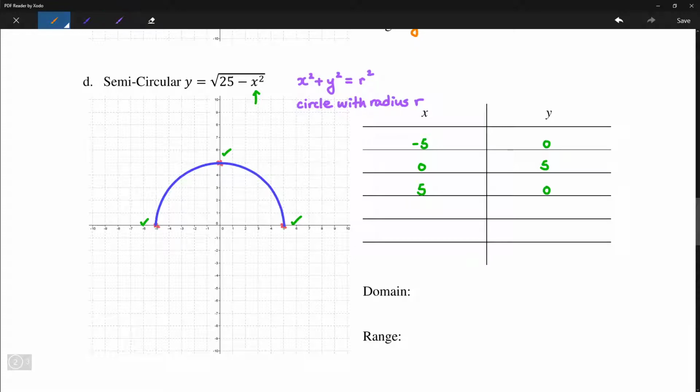The domain and range of this graph: the domain is that -5 is less than or equal to x, which is less than or equal to 5. And the range is between 0 and 5.